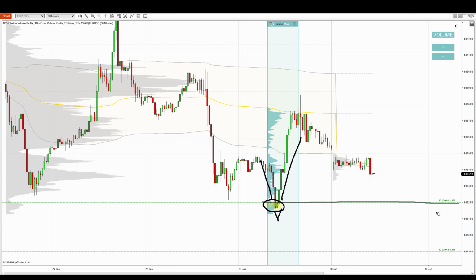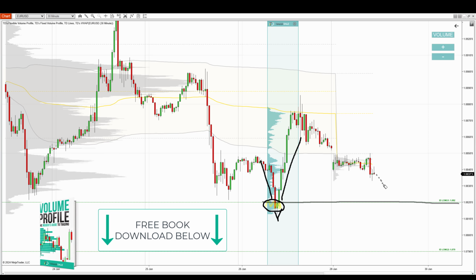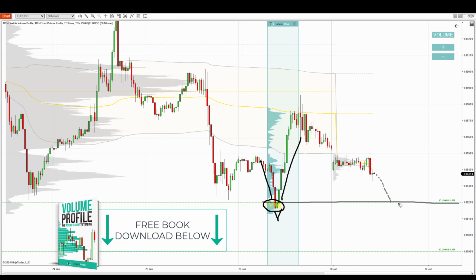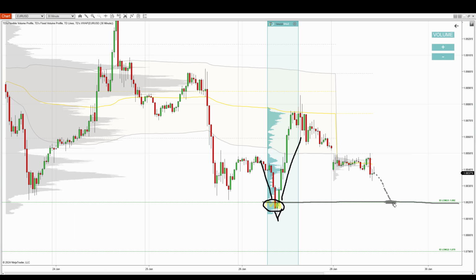So if there's a pullback to that level in the future, then chances are that there'll be a reaction as the buyers from here will want to defend this place and push the price upwards. Because clearly this place is important for them. We can tell because they placed all those volumes in here, right? So that's why they should become active here again and defend this place.